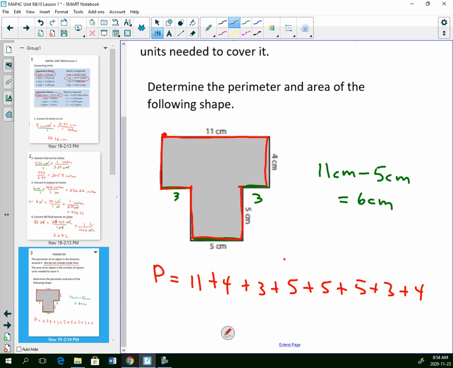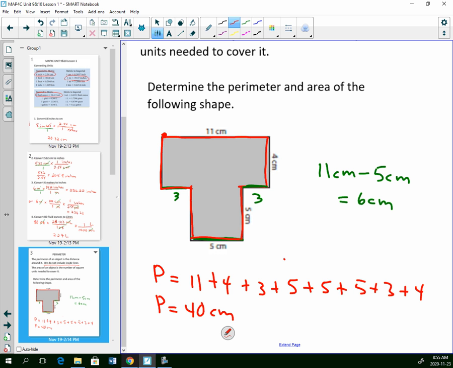All right, so I just work my way around. I'll write them all out, and then I'll just add them all up. And then don't forget your units. So we got 11 plus 4. And that's 40. So my perimeter is 40, and the units are centimeters. Okay?